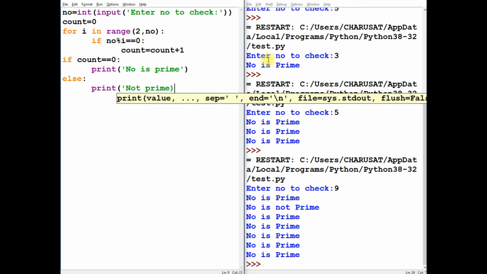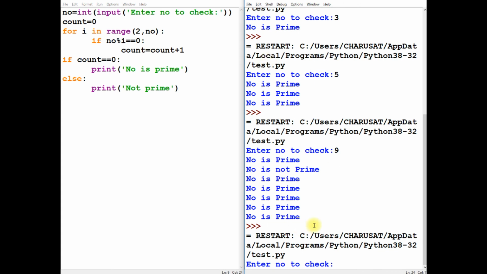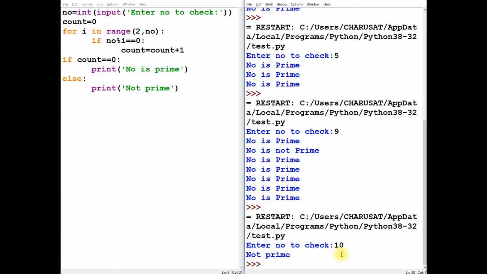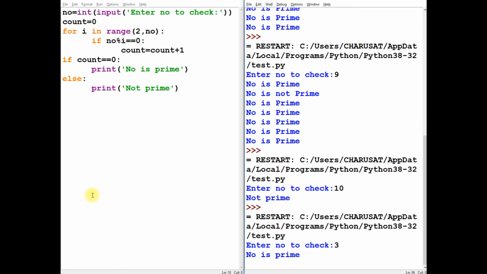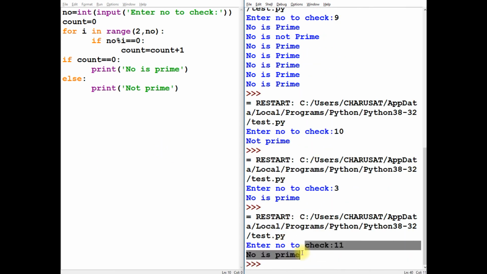Okay, now let's execute this and we'll check. Okay, enter number to check here. Let us say I'm entering number 10. So you can see now not prime. Okay, I'm running this code one more time. I'll enter 3. Number is prime. Again I'm running the same code. Let us say I'm entering 11. So again you are getting number is prime.